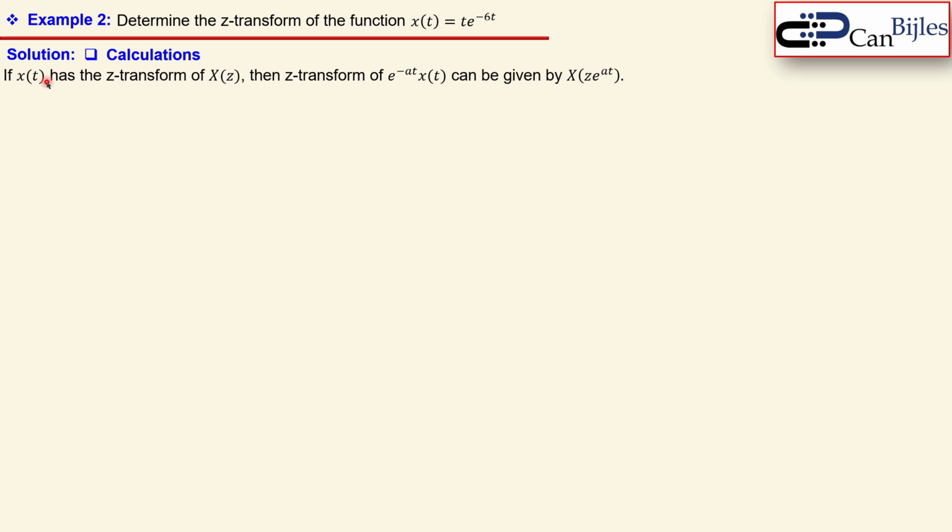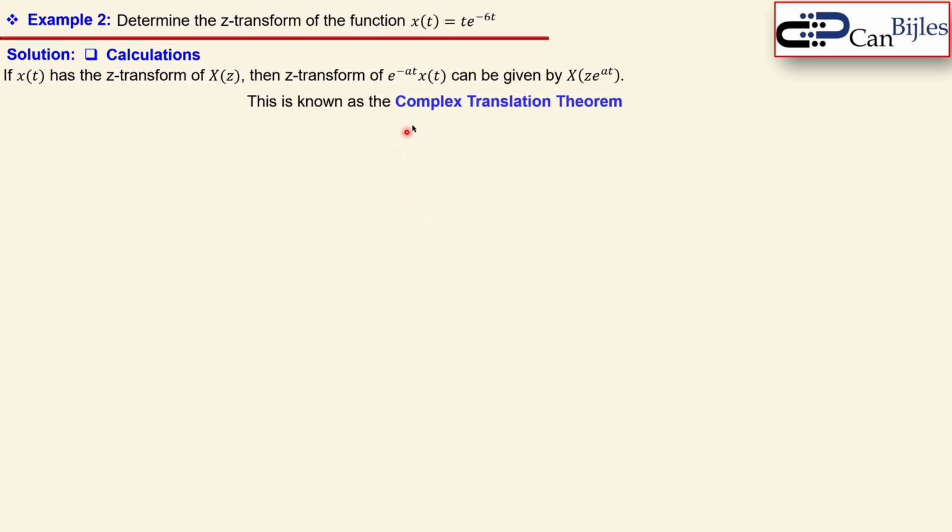Now if x has a z-transform, then the z-transform of that function multiplied also by e to the power minus at can be given by this z-transform looking like so. So the argument has changed from z to z e to the power plus at. What happens here? Let's see what this means.